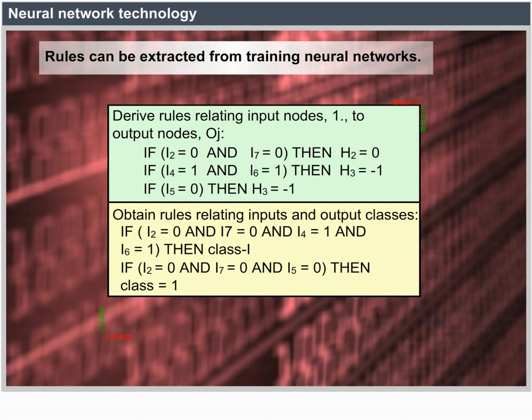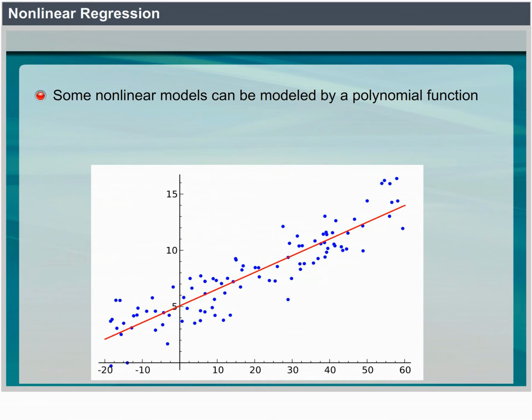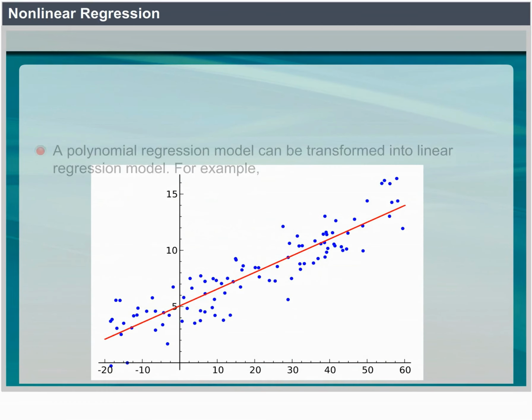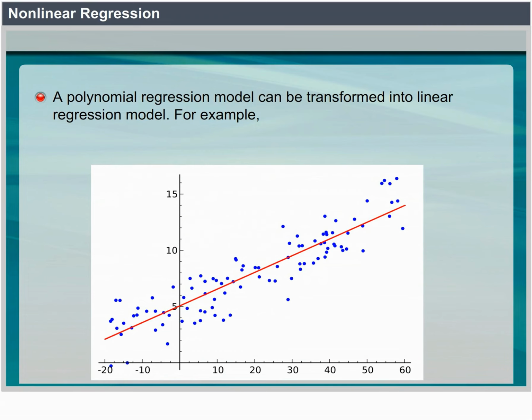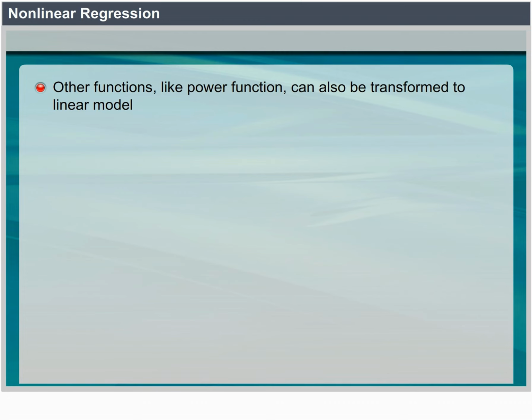Nonlinear regression. Some nonlinear models can be modeled by a polynomial function. A polynomial regression model can be transformed into a linear regression model. For example, y equals w0 plus w1 x1 plus w2 x2 squared plus w3 x3 cubed is convertible to linear with new variables x2 equals x squared, x3 equals x cubed. Then y equals w0 plus w1 x1 plus w2 x2 plus w3 x3. Other functions, such as a power function, can also be transformed to a linear model.